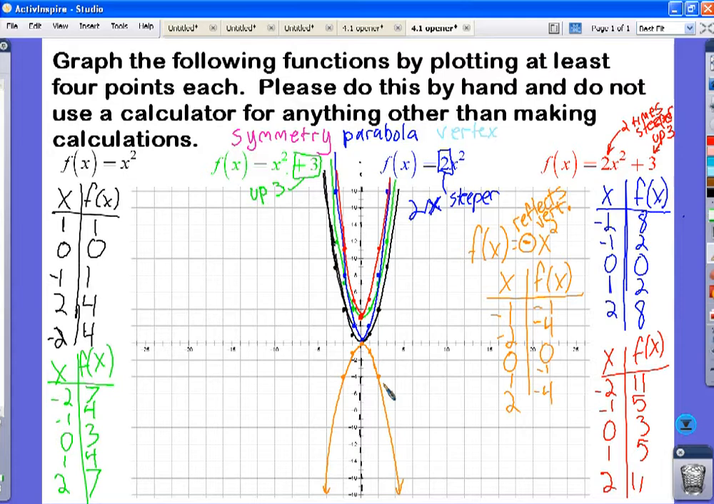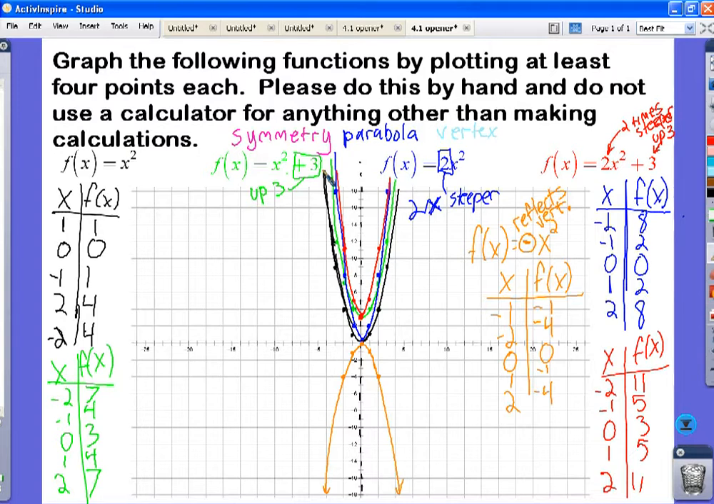But back to the question that I posed originally: how do we make it less steep? How would we make this less steep than it is? Less steep than this black one? Could you lower it? That would make it less steep, though. Divide it by a number.